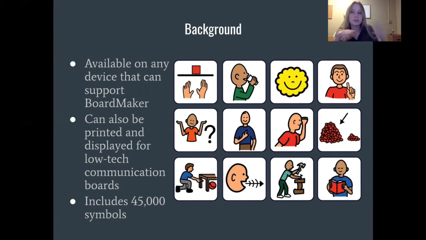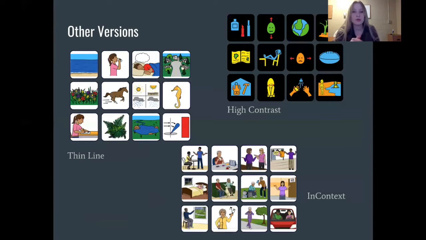Although this is used across the lifespan with children and adults, children really like this display system just because it is so cartoony and a lot more, I guess, fun to look at than a different type of PCS system that we're going to look at later. So here are the other three types of PCS systems. So we have thin line, high contrast, and in context.